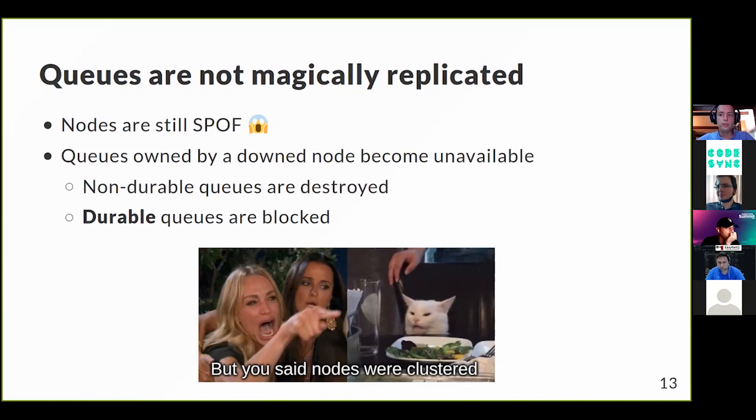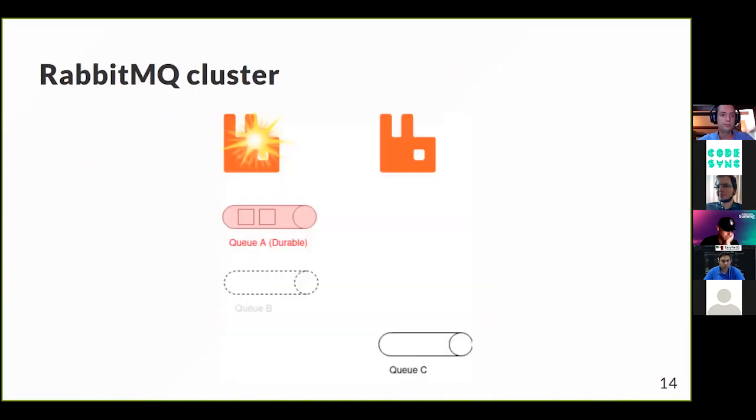And that's one of the biggest misunderstandings I have encountered many times with RabbitMQ clustering, not only at Lectra and also in other companies. People tend to think that clusters magically replicate their queues, while it's not true. So in our example, QA being durable cannot be redeclared in the other node, and QB is destroyed.